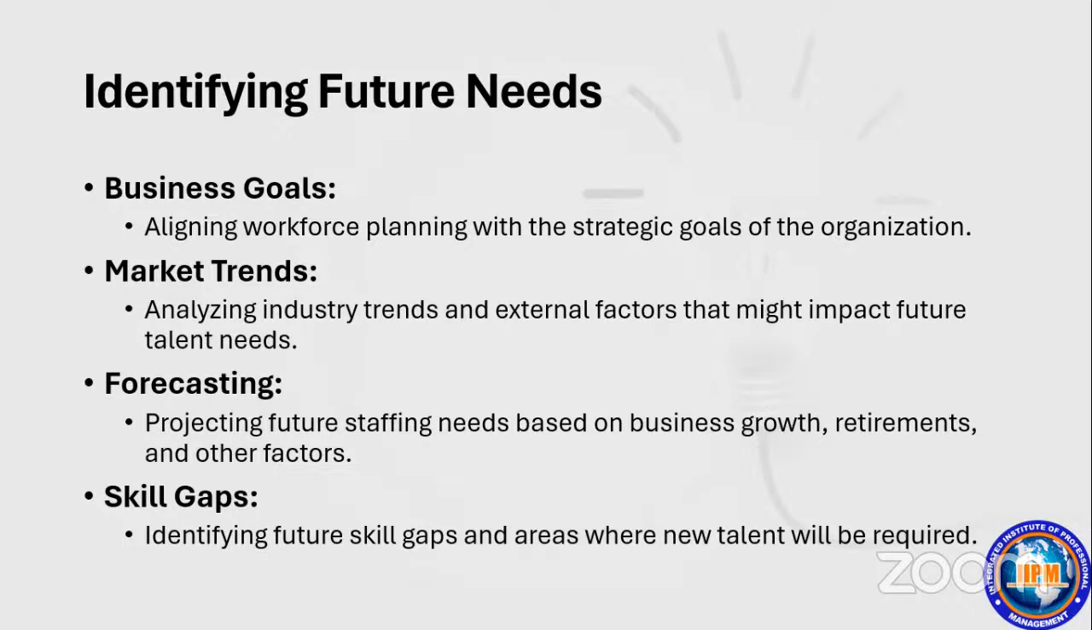If you want to become an internet sensation as an organization, you cannot hire dinosaurs as employees and expect to become an internet sensation. It is impossible. It is not possible. So you have to look at your goals and then align your workforce planning with those goals. Secondly, market trends. You need to analyze industry trends and external factors that might impact future talent needs. The way businesses are run now is different. The way organizations present themselves are different.